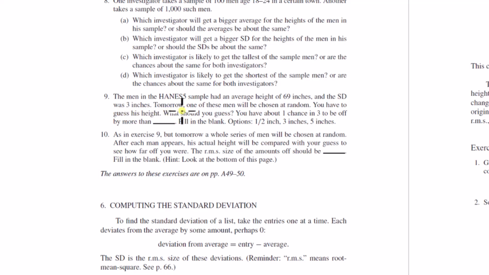Okay. Tomorrow, one of these men will be chosen at random. So one of the men from the study, not the men from the general population, not one of the men from the United States at that time. No, one of the men from that list will be chosen at random. You have to guess his height. What should you guess? Okay, this is a little confusing. The answer here is that you would guess the average. But let's come back here.